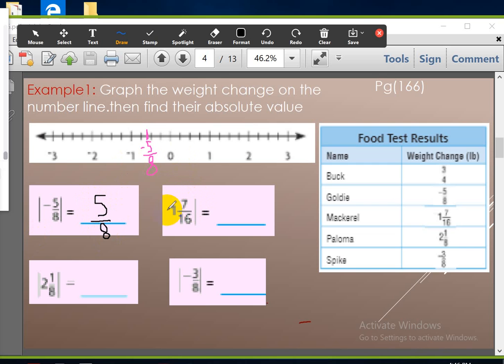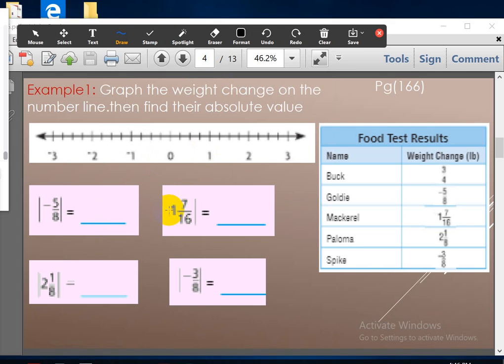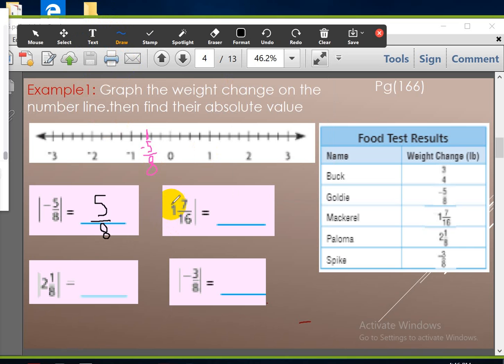Now, what about the next one? Sorry, this is negative, I think this is written wrong. Okay, this is -1 and 7/16. What is the absolute value of this number? This number will be after -1, as an example right here. -1 and 7/16. The absolute value will be the distance between 0 and this number. This is the absolute value.